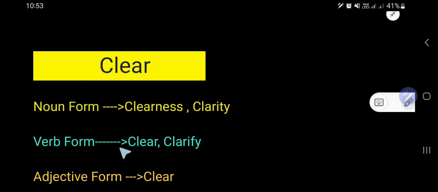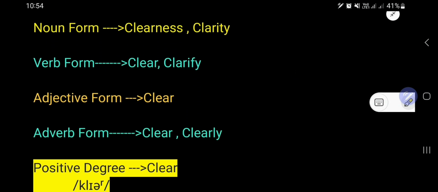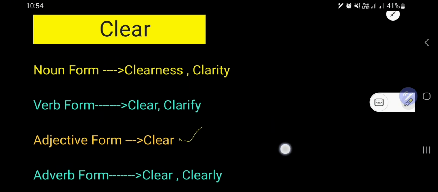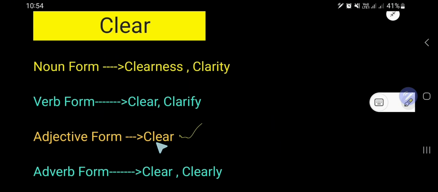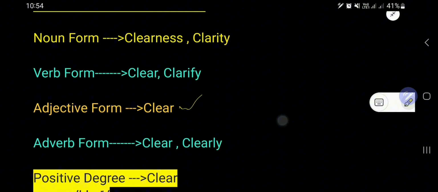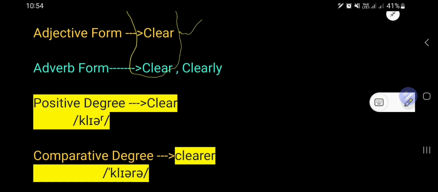And the verb form of klɪəʳ is also klɪəʳ or clarify. And the adjective form of klɪəʳ is klɪəʳ. Right? Look, the verb form and the adjective form are similar. Also the adverb form, that is, the single word can function as verb, adjective and adverb, right?